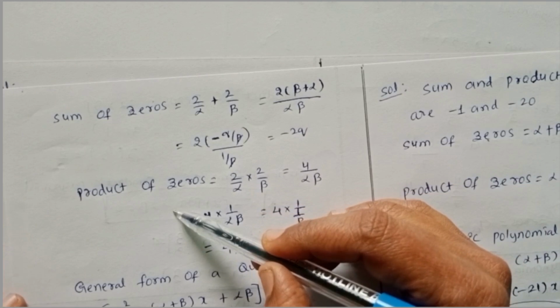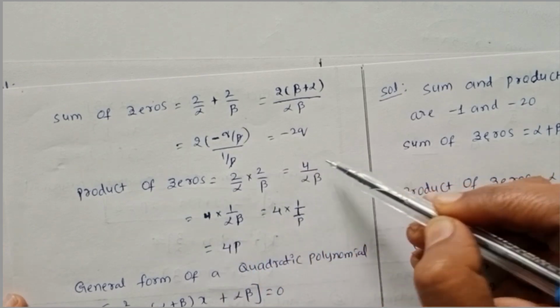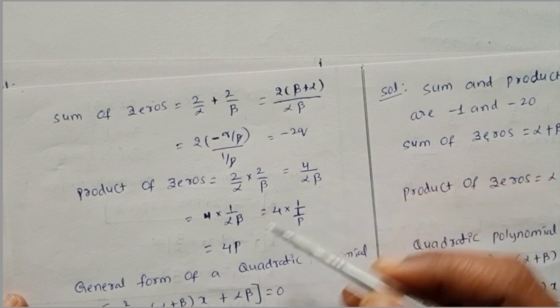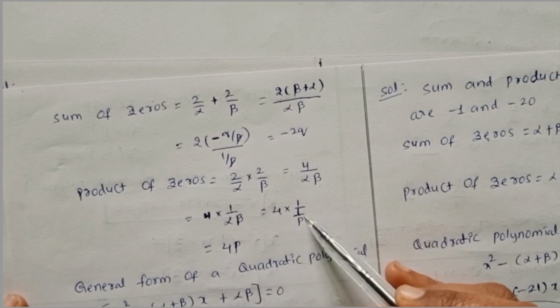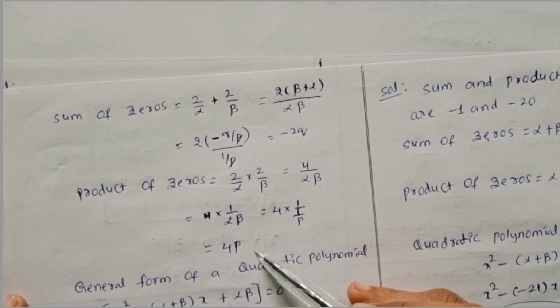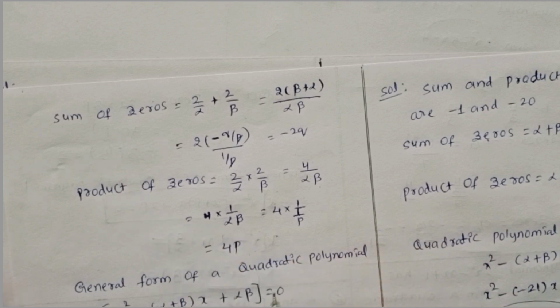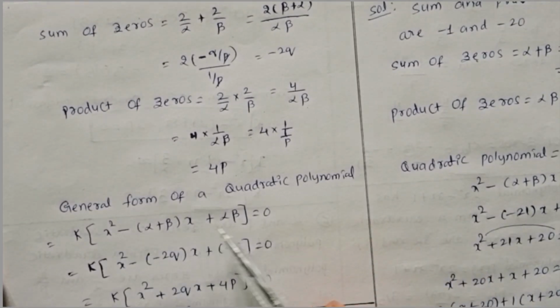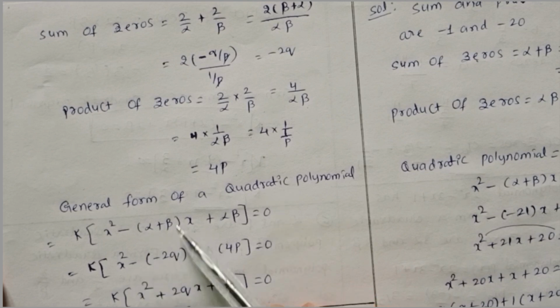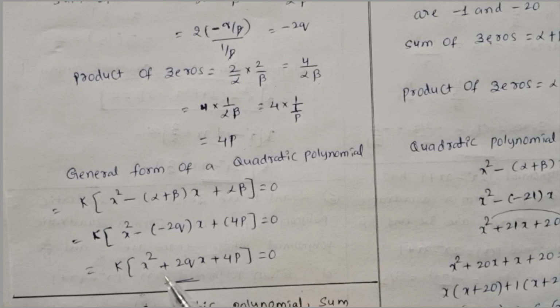Now find the product of zeros, that is 2 by alpha into 2 by beta, that is equal to 4 by alpha beta. Now 4 into 1 by alpha beta, where alpha beta value is 1 by p. It becomes 4p. The product of zeros is 4p. Now we know the general form of a quadratic polynomial, that is k into x square minus alpha plus beta into x plus alpha beta is equal to 0. Substitute alpha plus beta value here, x square minus 2q into x plus 4p is equal to 0. That is k into x square plus 2qx plus 4p is equal to 0. This is the final answer.